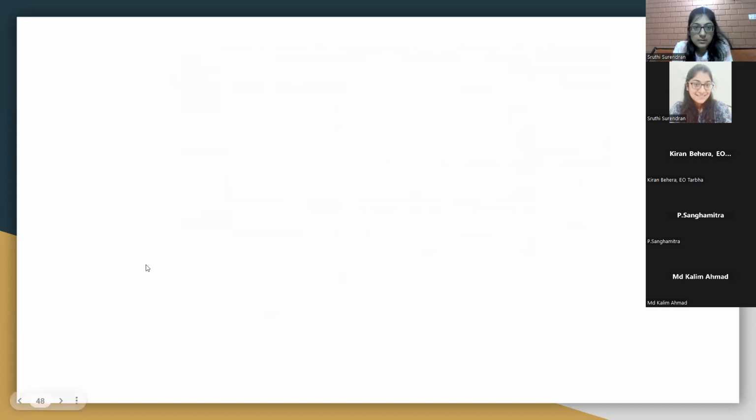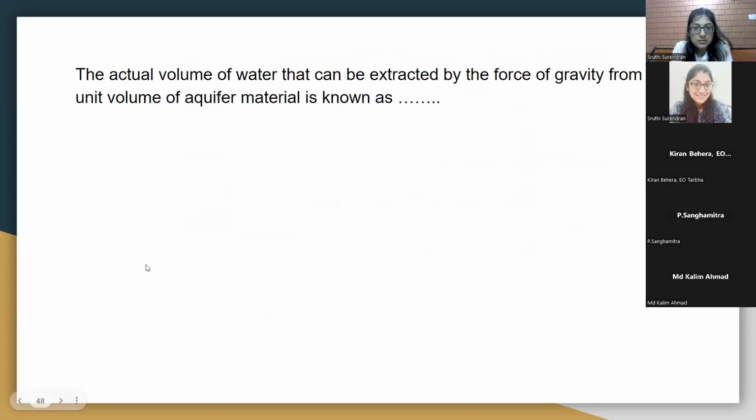Moving on to the next question. This is the actual volume of water that can be extracted by the force of gravity from a unit volume of aquifer material, known as.